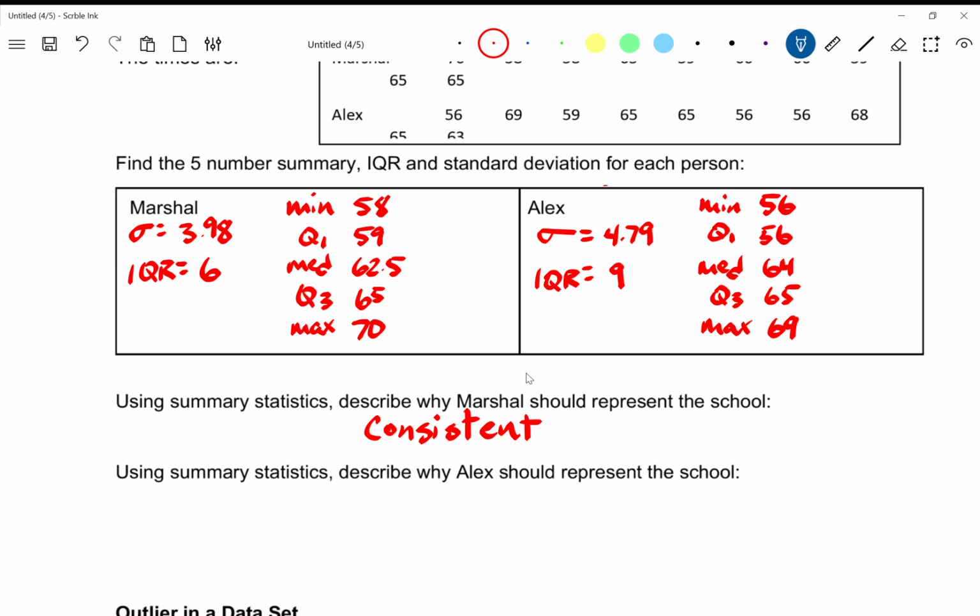And if we want to say Alex should be chosen, the reason we would choose Alex is that Alex has a faster overall time, and it looks to me like Alex has had a bunch of fast races and then a handful of not as fast races. So Alex would be like the high risk, high reward winner, where you might get a really good time out of him, might not. So if you want to choose Alex, it's because he has faster times. And like I said, it's up for interpretation.